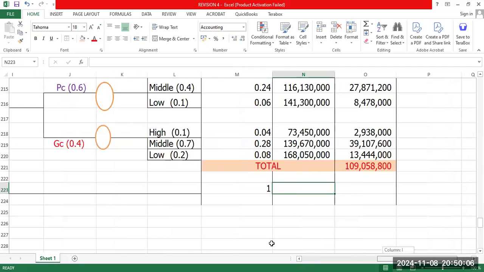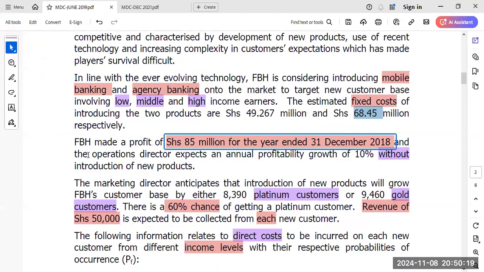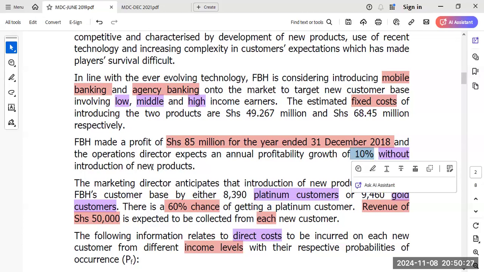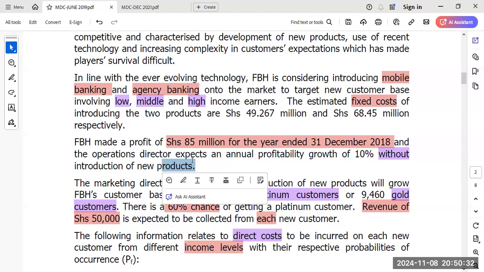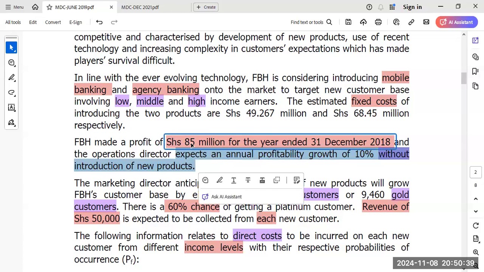And now, remember, if you don't introduce any product, they told us, if we don't introduce any product, then what will happen? Operations director expects an annual profitability growth of 10% without introduction of new products. So it means that if initially the profit was 85 million and you have not introduced the product, then your profit will just increase by 10%.